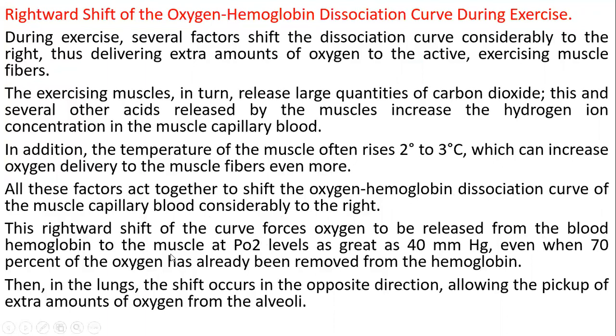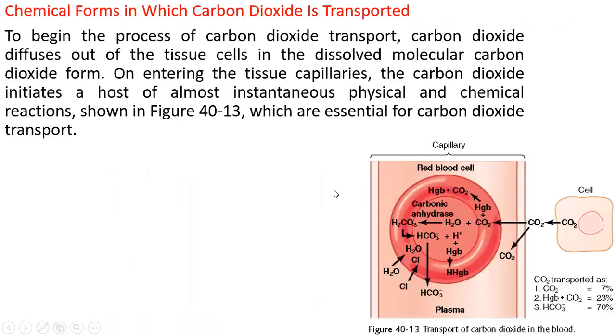This right shift of the curve forces oxygen to be released from the blood hemoglobin to the muscle at PO2 level as great as 40 millimeters mercury, even when 70% of the oxygen has already been removed from the hemoglobin. Thus, in the lungs, the shift occurs in the opposite direction, allowing the pickup of extra amount of oxygen from the alveoli.